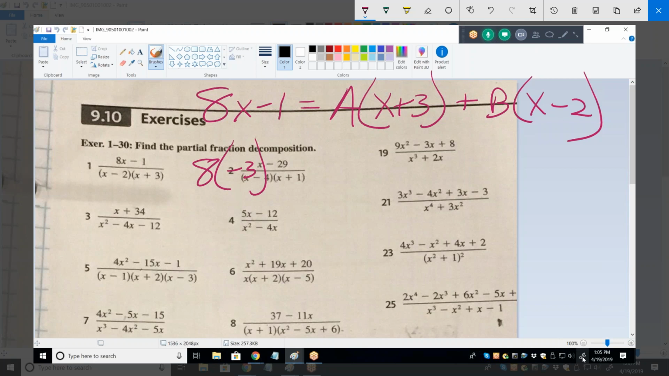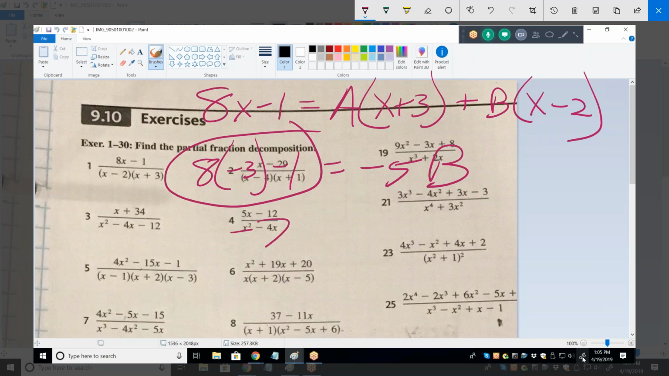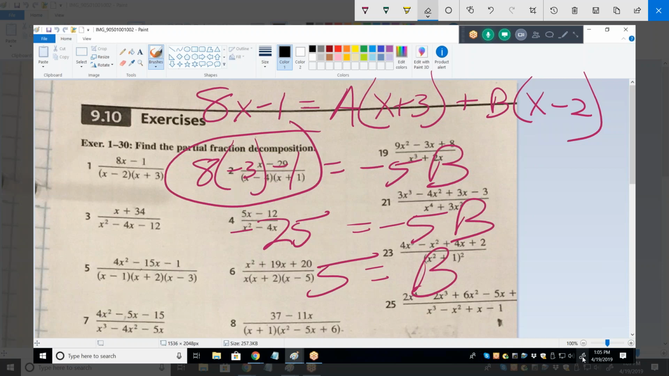I'll start with the left side. A times 0 is just 0, plus negative 5B, or minus 5B. Notice that gives us an answer for B. Is B equal to? B is equal to 5. So we know what B is equal to.